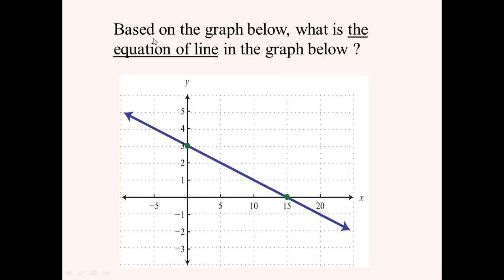Okay, based on the graph, this is the new idea. Based on the graph below, what is the equation of the line in the graph? Okay, I deleted one. That's why now I don't have an equation, I don't have a table, but I have a graph. So take the information from this graph in order to produce the equation. Okay, so this is a line, the blue one here. What is the equation of the blue line here?